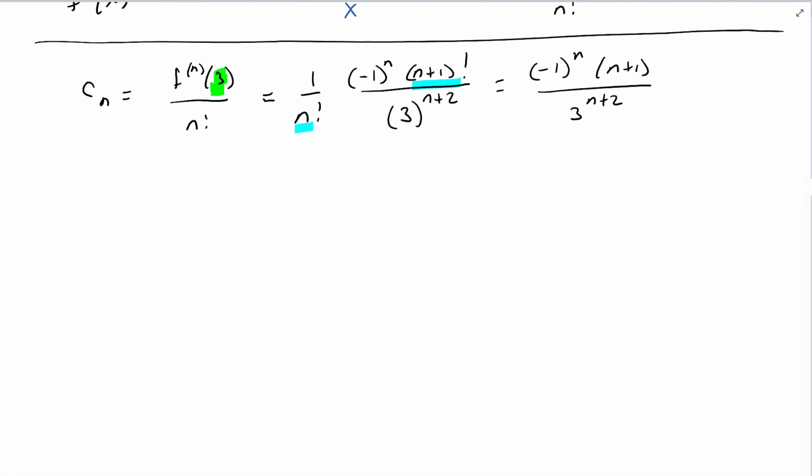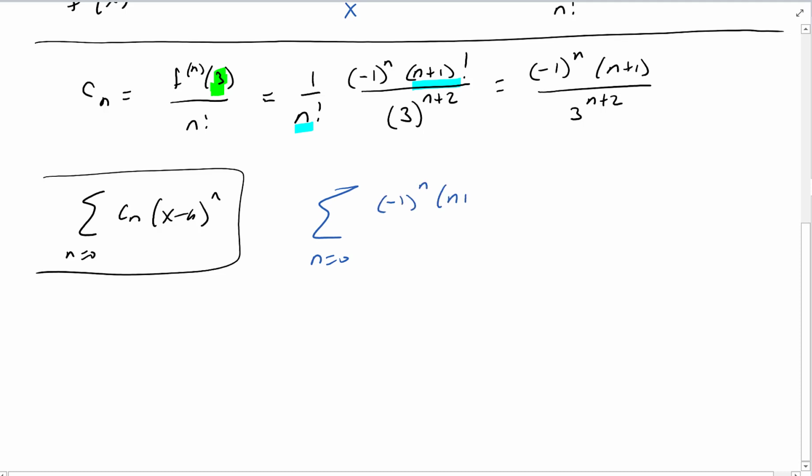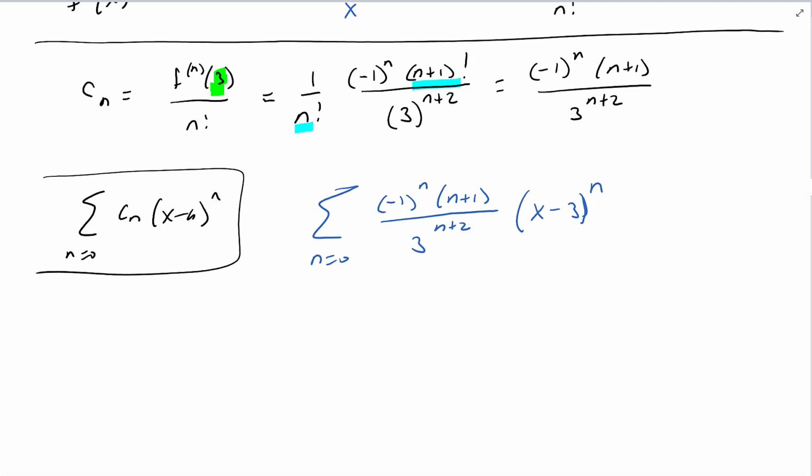Thing to remember is every Taylor series is a summation c sub n, n equals 0 to infinity, x minus a to the n. That is our general formula for our Taylor series. So for this one right here, this is going to be a summation n equals 0, our c sub n is minus 1 to the n plus 1, 3 to the n plus 2, and don't forget the x minus 3 to the n. A lot of students will forget that last bit. And so there is our series, which is equivalent to 1 over x squared.